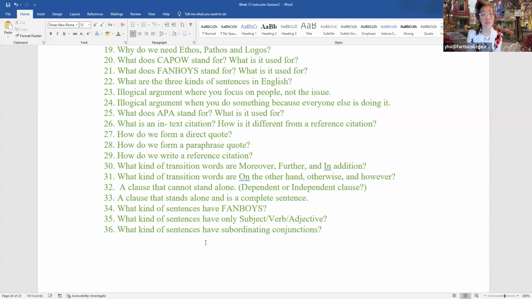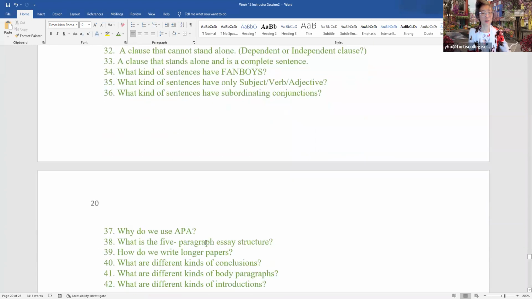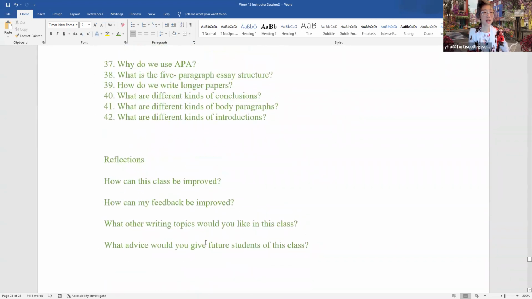What kind of sentences have subordinating conjunctions? Complex. Complex, yeah. So complex means that you have one dependent clause and an independent clause. So I have this much, and we did all of this already.